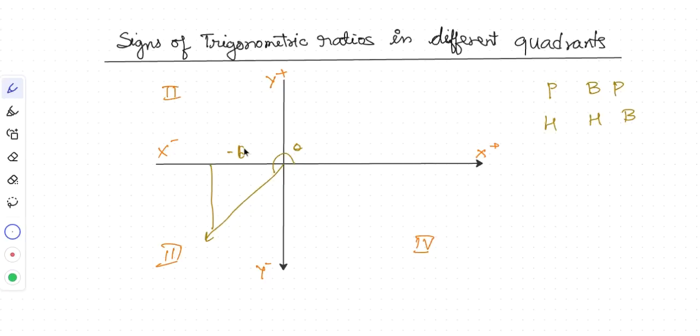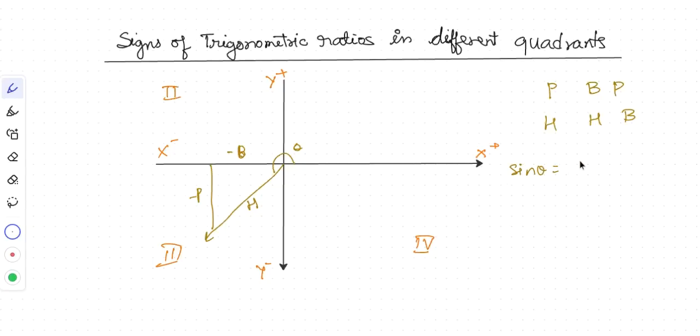Let me write this with capital B. And the perpendicular also is negative because it is on the negative direction of the y-axis. But the hypotenuse always remains positive. Now let us see the trigonometric ratios one by one.